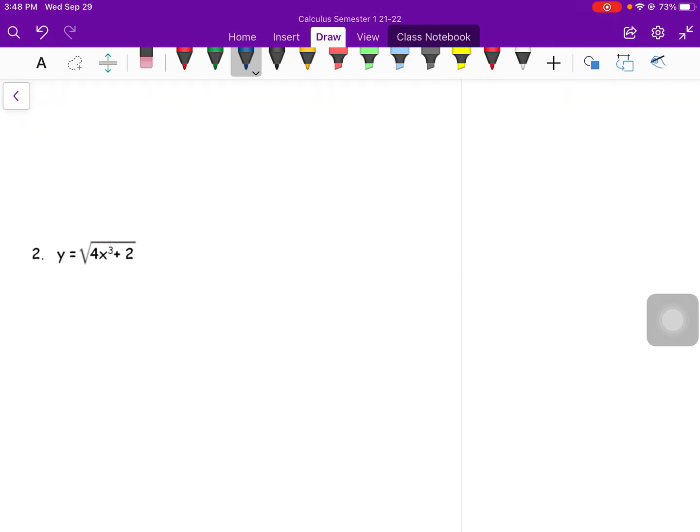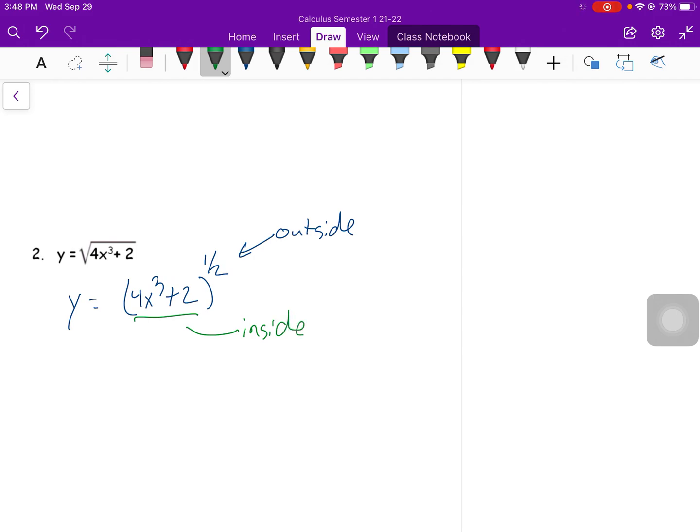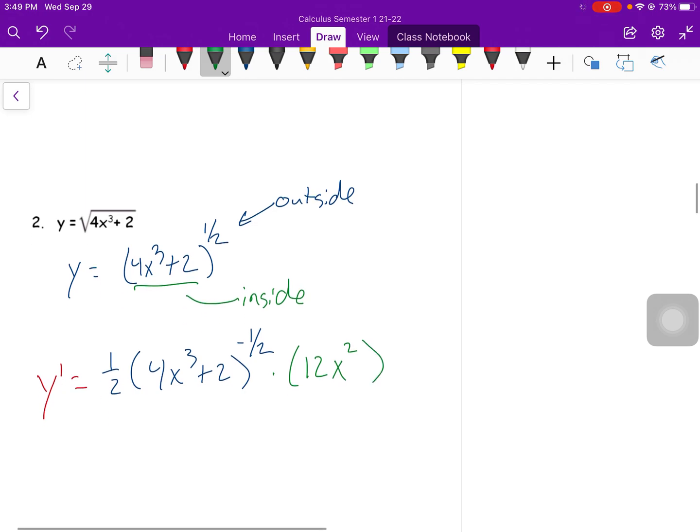For this second one, we need to rewrite first. We make this 4x cubed plus 2 all to the 1/2 power instead of the square root. It's the same thing, but this 1/2 is the outside piece, and then this piece in here is the inside piece. So y prime, if I take the outside, that's the 1/2 down in front, keep what's in the parentheses, subtract 1 from the exponent, times the inside piece, well, 4 times 3 is 12, x, subtract 1 from that exponent, and then derivative of 2, derivative of any constant is 0, so I have just that.